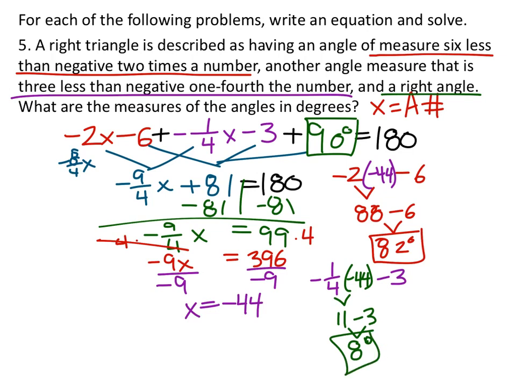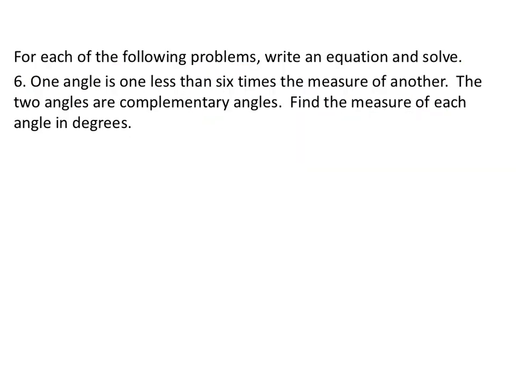So let's just check to make sure these add up to 180. I've got a 90-degree angle, an 82-degree angle, and an 8-degree angle. When I add these together, sure enough, I get 180 degrees. So that checks my answer off, and we're good to go on this one. One angle is one less than 6 times the measure of another. This is number 6 in the set. The two angles are complementary angles. Find the measure of each angle in degrees.